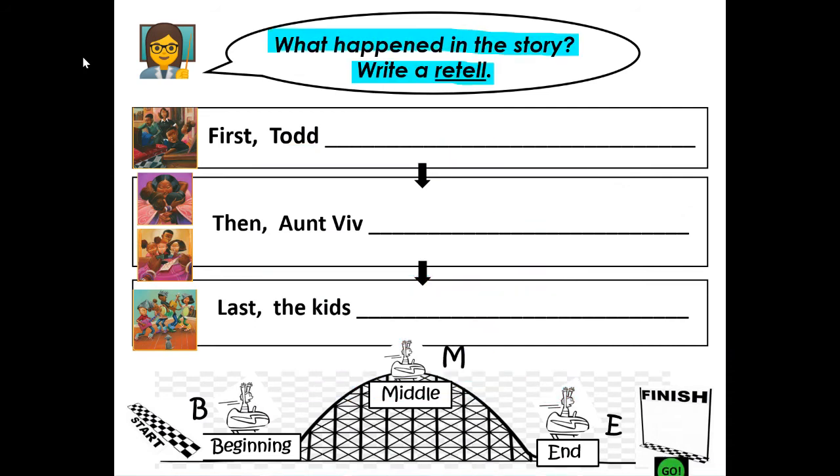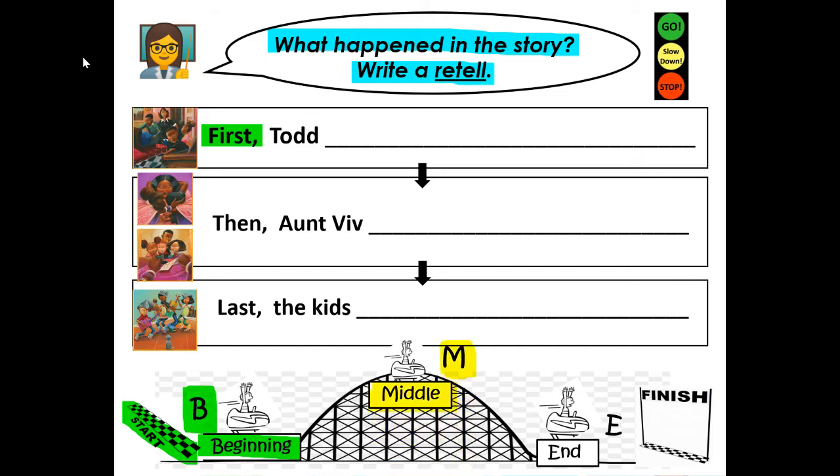Write a retell. We're going to use the colors green and yellow and red. And green means go, start your retell. What happened at the beginning of the story or the start? And you're going to say first, you're going to write that. You're going to first say it and then write it in a complete sentence, telling what happened at the beginning of the story. Then you're going to slow down and talk about what happened in the middle of the story. And then you're going to say then and say it and then write it in a complete sentence.